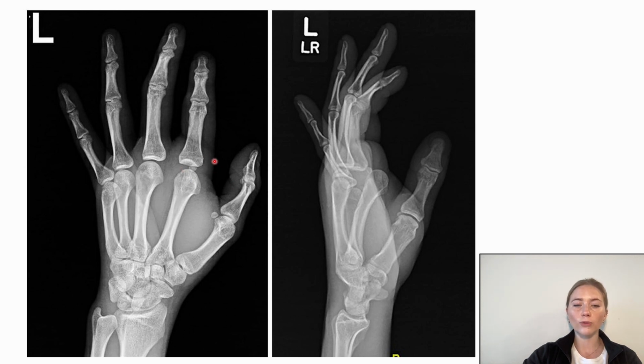You can see there's a small round opacity in the joint space of the D2 MCP joint, and that is a sesamoid bone that's stuck in that space. Remember that getting multiple views is very helpful in the diagnosis of dislocations and should be done routinely with a hand series.